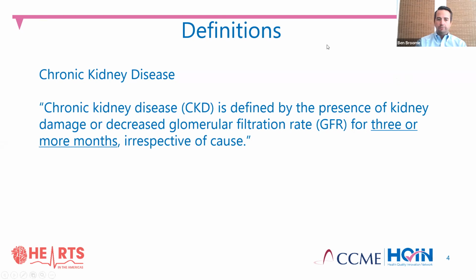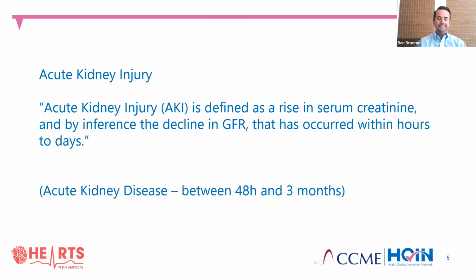That 3-month period is important to make an appropriate diagnosis of chronic kidney disease, and that's in contrast to what we classify as acute kidney injury. No longer acute renal failure; acute kidney injury is the term that is preferred. Acute kidney injury is defined as a rise in serum creatinine and, by inference, a decline in GFR that has occurred within hours to days.